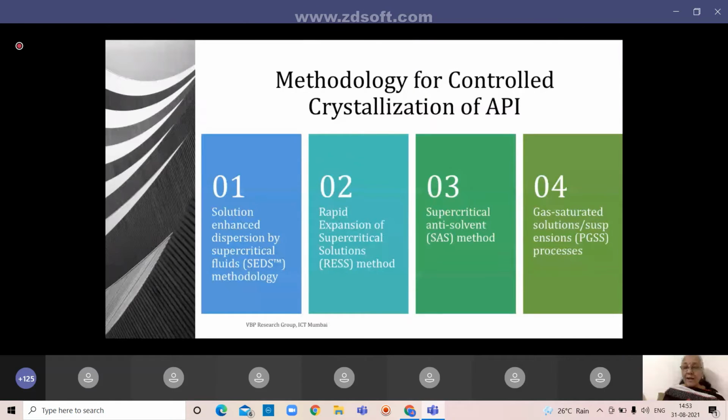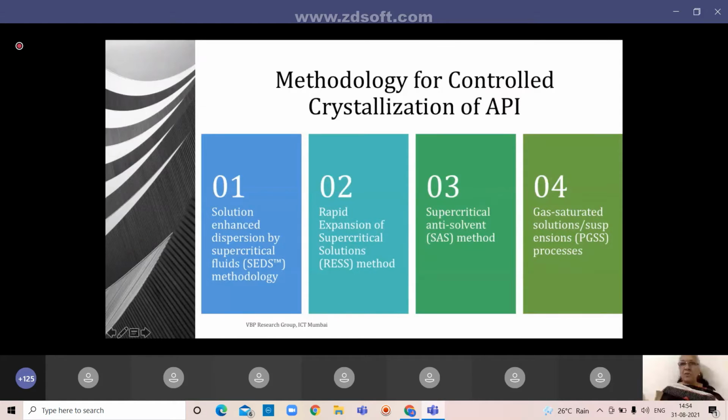One can use solution enhanced dispersion by supercritical fluids, the SEDS methodology. One could use rapid expansion of supercritical solution, that's RESS technology. It could be the supercritical anti-solvent method known as SAS, or it could be particles from gas saturated solutions, the PGSS process. Now, all these technologies we have been using in our lab, but you need a supercritical assembly for the same.